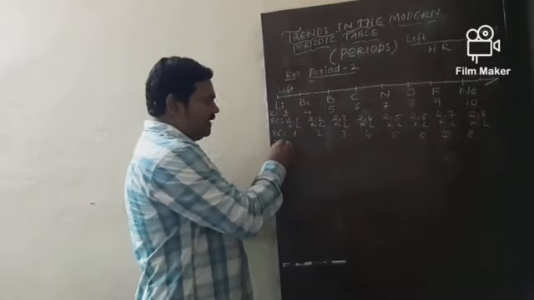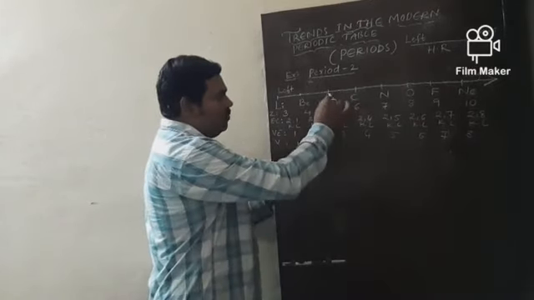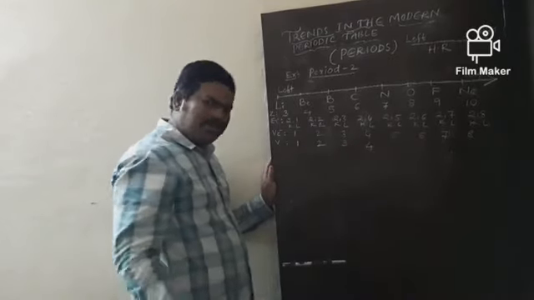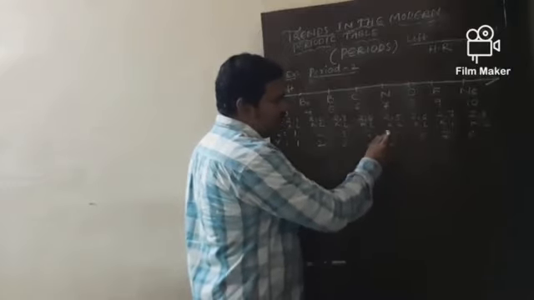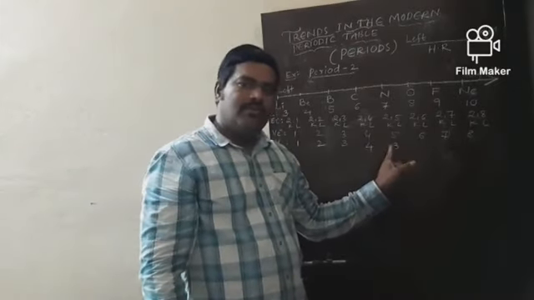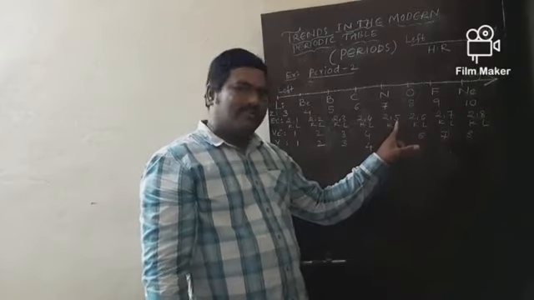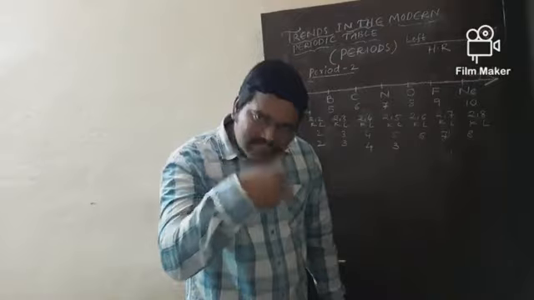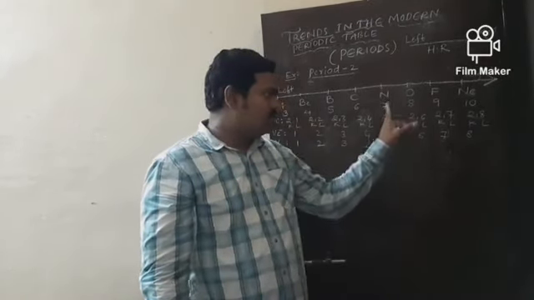What about valency? Lithium's valency is 1, beryllium 2, boron valency 3, carbon tetravalent. Carbon is tetravalent. Now nitrogen, the valency of nitrogen is 3. Why is it not 5? Why is it 3? Because already 5 valence electrons are there in nitrogen. Still 3 more electrons are required to attain stability. So that's why the valency of nitrogen is 3.